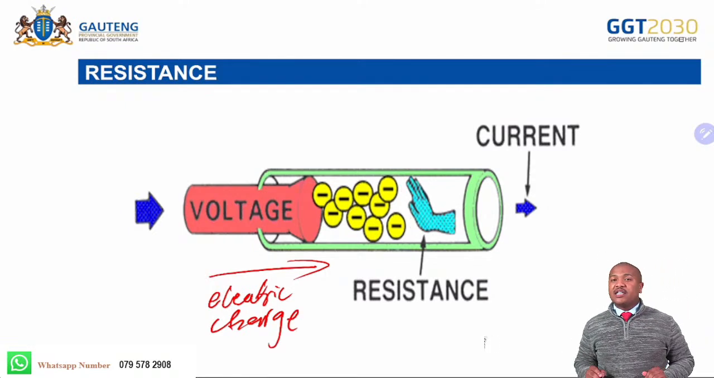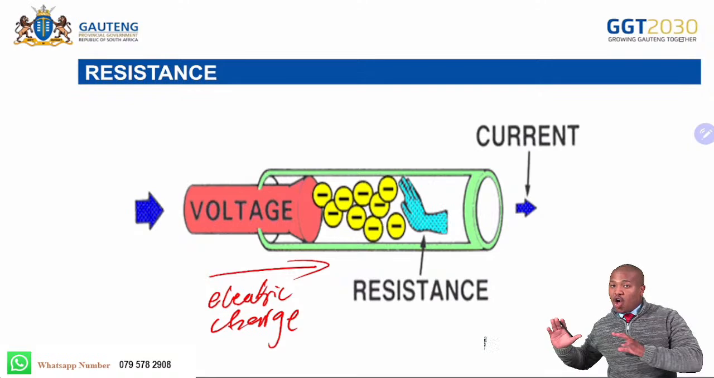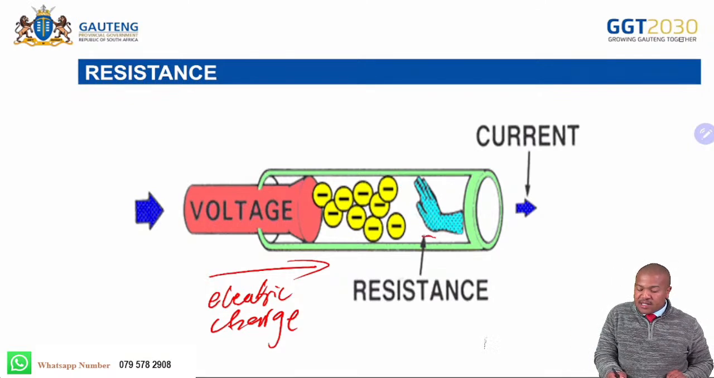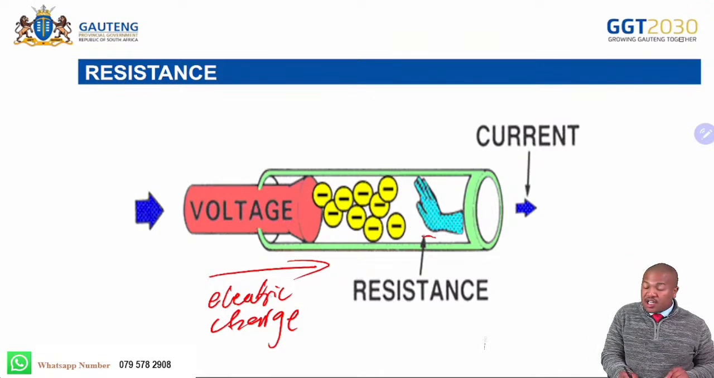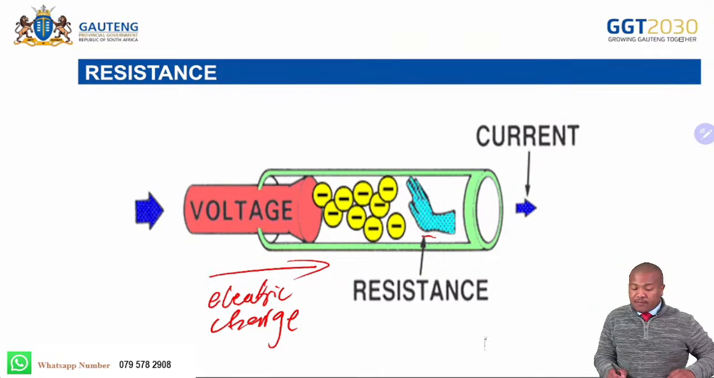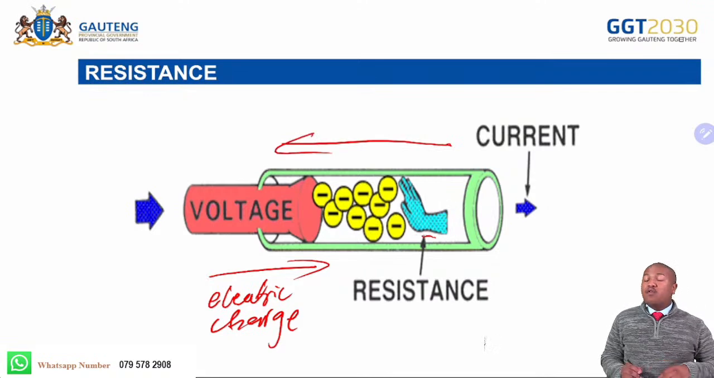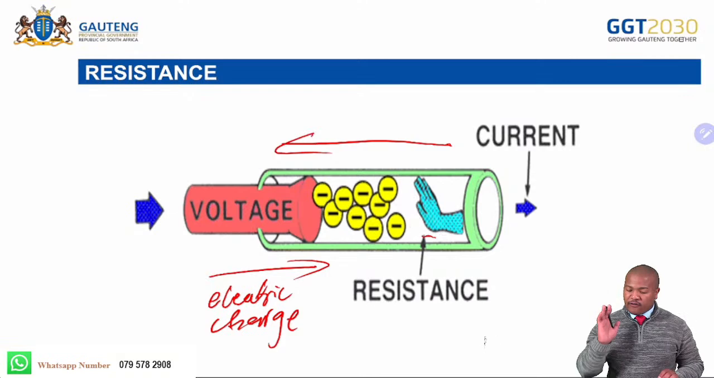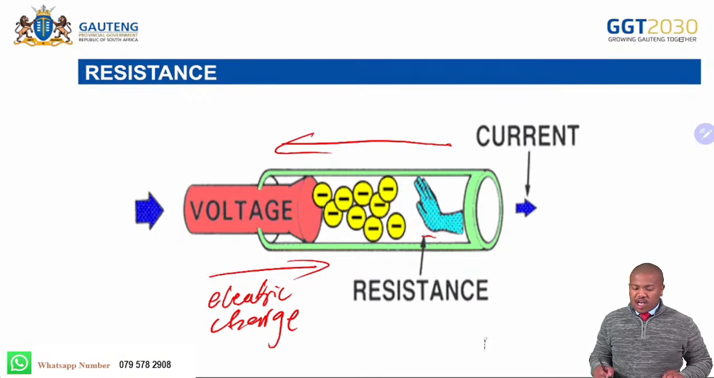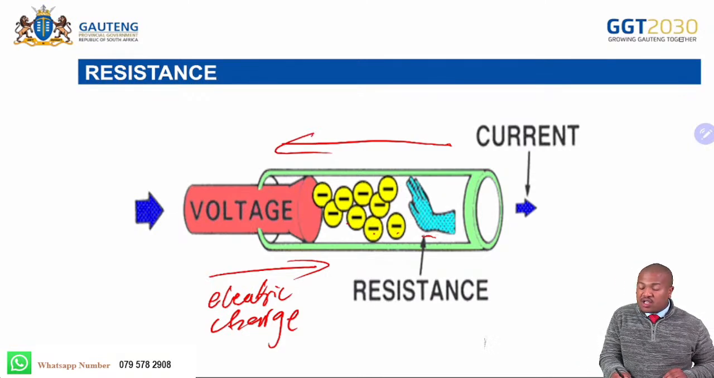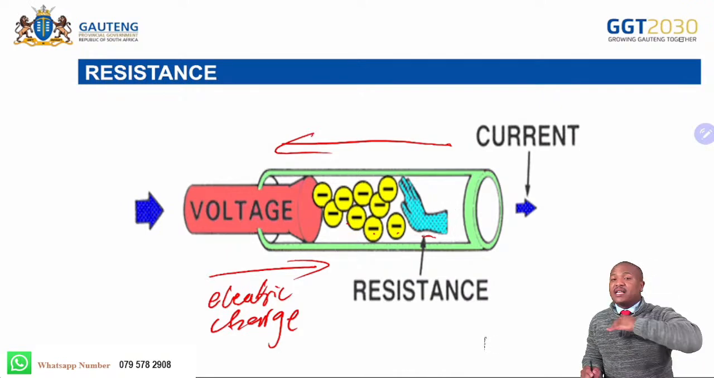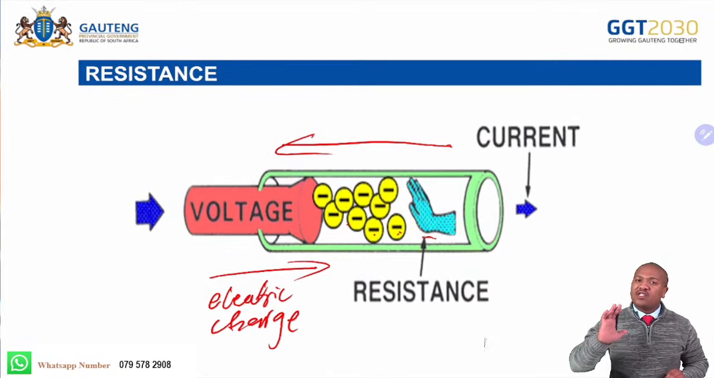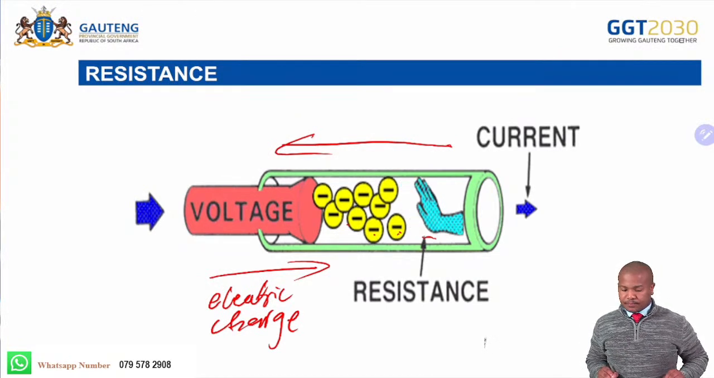Remember, resistance is serving the purpose of what? Of opposing the flow of current. Hence, you see the hand there that says resistance. So electric charge moves towards that direction, whereas the resistance moves in the opposite direction to oppose the flow of current. Are we together? As we can see here, it is blocking the electrons from flowing to the other side, right? So what happens here? It tries to oppose the flow of current.